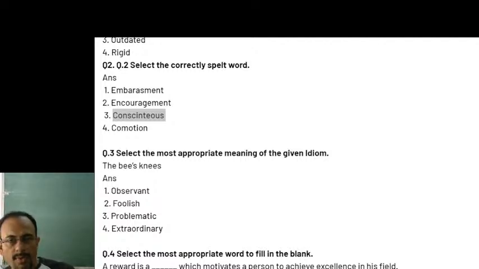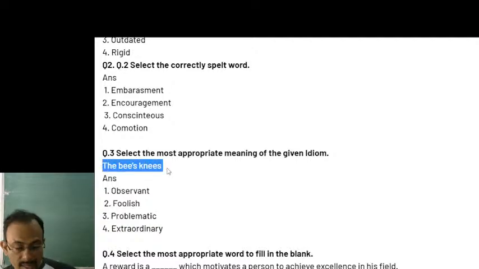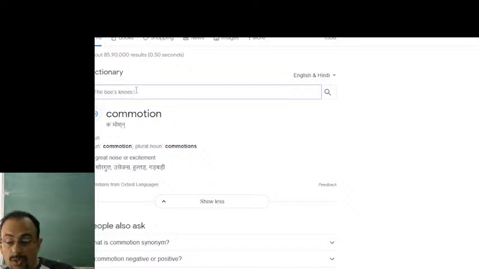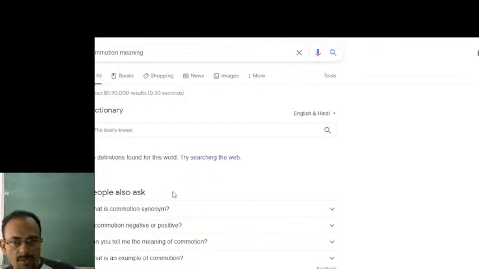Okay, Prakhar says question number 3 is 4. Let me see whether he is right or he is wrong. The bee's knees. Okay, so Prakhar says it's problematic, right? Okay, the bee's knees. Prakhar must have seen it somewhere. Okay, let us all see together, Prakhar. The bee's knees.